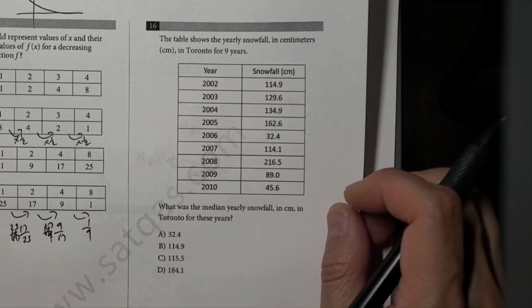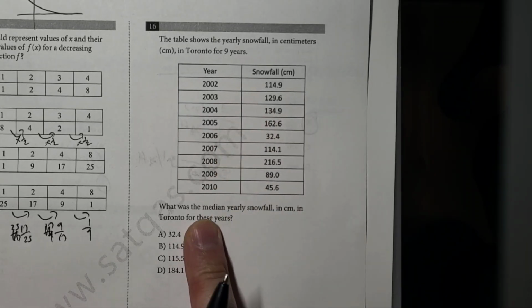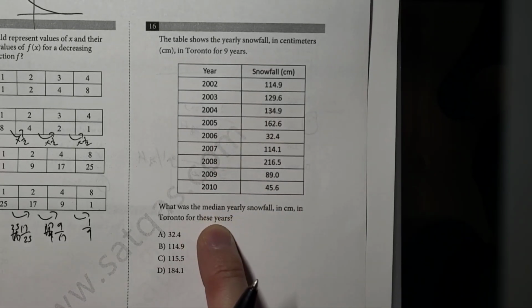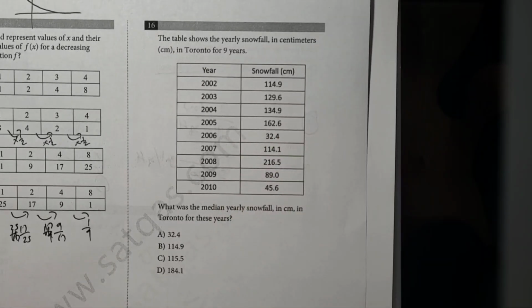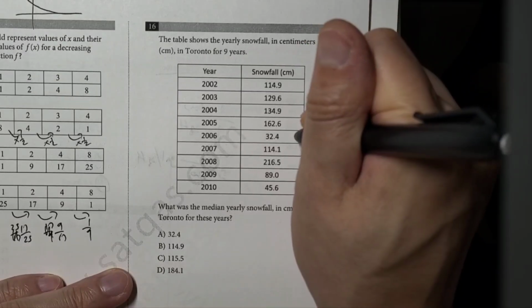The table shows the yearly snowfall in cm in Toronto for 9 years. What is the median yearly snowfall in Toronto for these years? The median. So you want the middle, but you need it in sequential order. So, okay, let's be careful. So let's see if I can do it without pre-sorting. So this is the smallest.